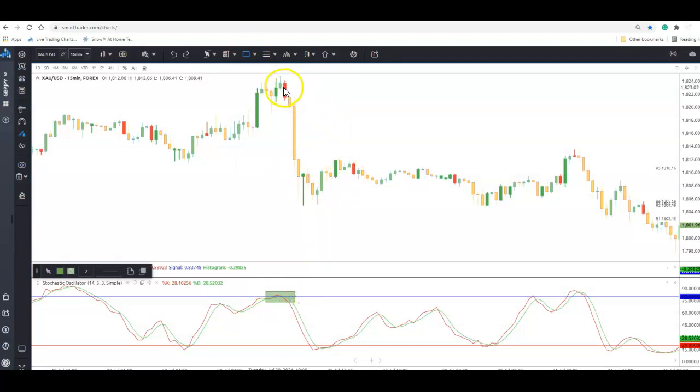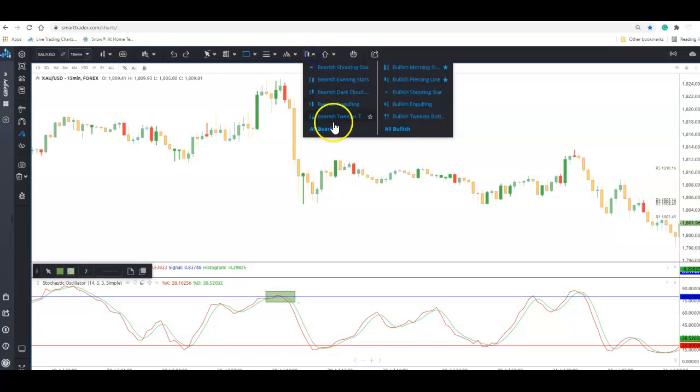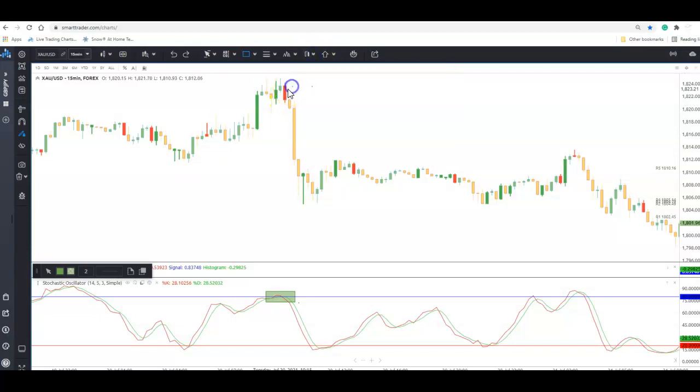Here's a trade. We have quite a consolidation going on after gold rallied. And this candle here is my bearish engulfing candle. Stochastics is overbought. Again, I'm trying to capture $10. This one went down about $15.